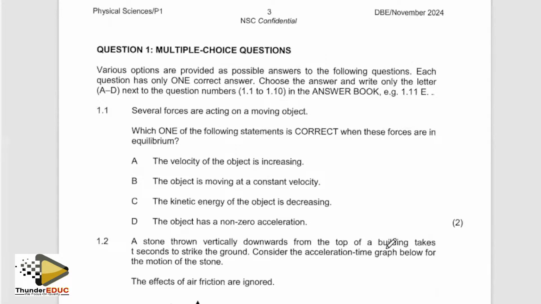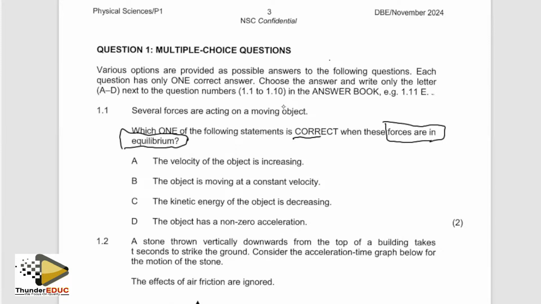Okay, so with question 1, which is the multiple choice, we have various options for answers, and then we can just choose one to be our correct option. Question 1.1. They're telling us that several forces are acting on a moving object. Which of the following statements is correct when these forces are in equilibrium?